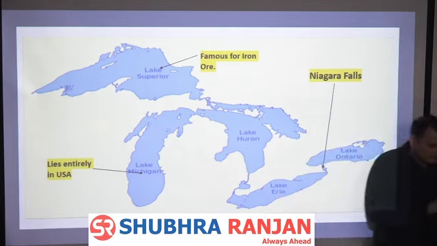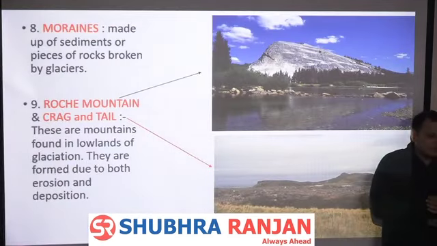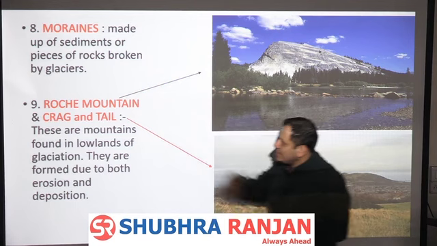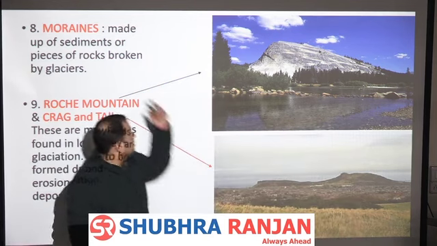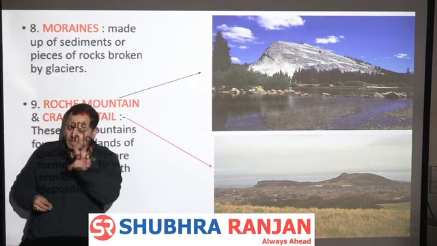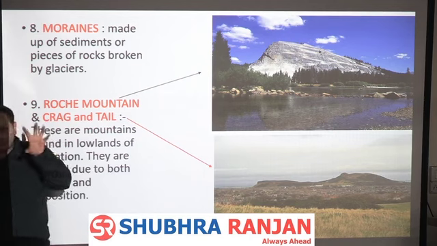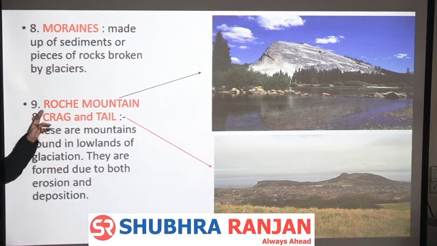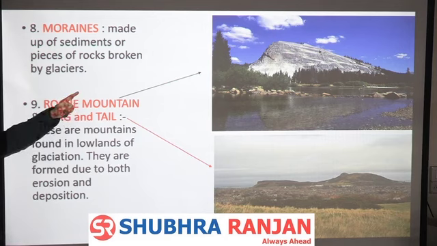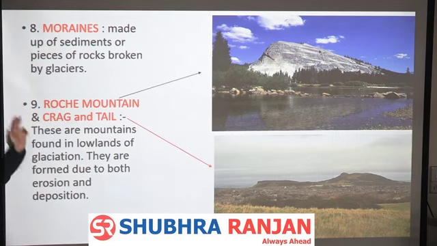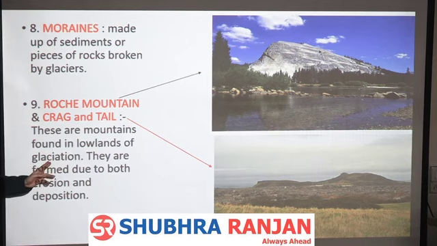Then we come to the two important topographic features that is moraines. We'll see this later on. They are made up of sediments of the broken rock. बस इतना ही prelims के लिए याद रखना है. Moraines are made up of the sediments of the broken rocks, but Roche Mountain and the crag and tail topography. So you can see that is a Roche Mountain. Getting it? And these are the mountains found in the lowlands of glaciation. They are formed due to both erosion and deposition. This is just an overview.